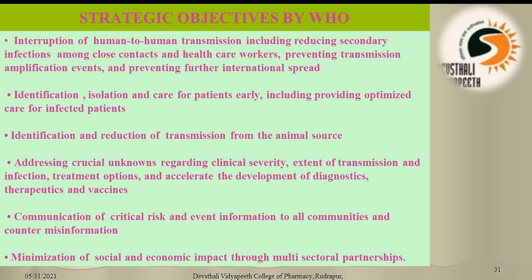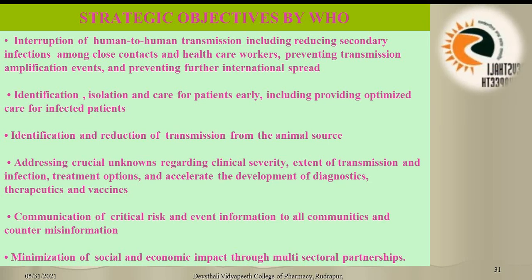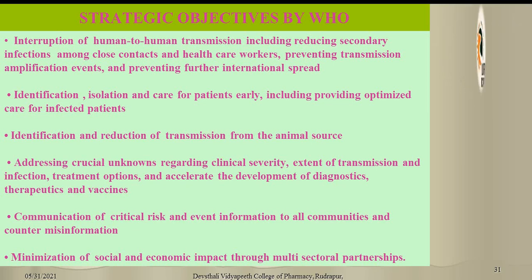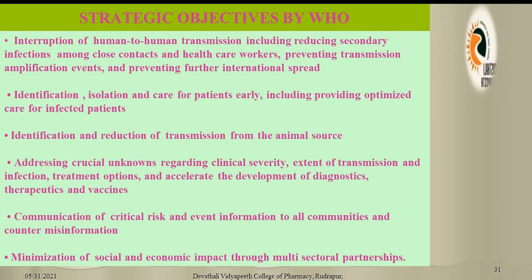Now the strategic objectives which were taken by WHO. Generally WHO had different objectives to prevent the transmission and the spread of coronavirus. First of all, it was the interruption of human transmission. That means reduction of the infection among close contacts and healthcare workers, which will lead to the prevention of transmission and amplification events, and therefore further lead to prevention of international spread.